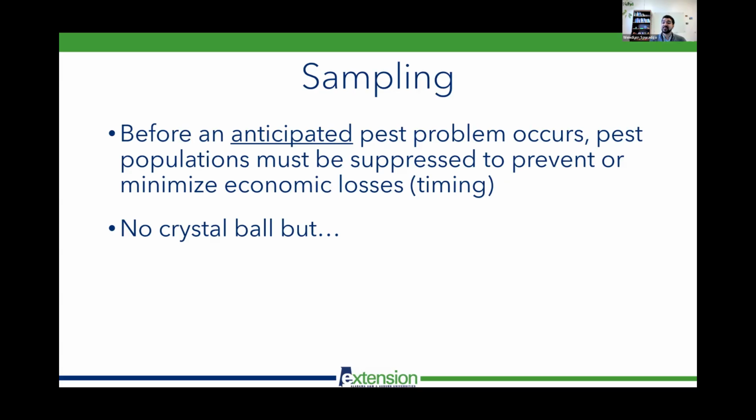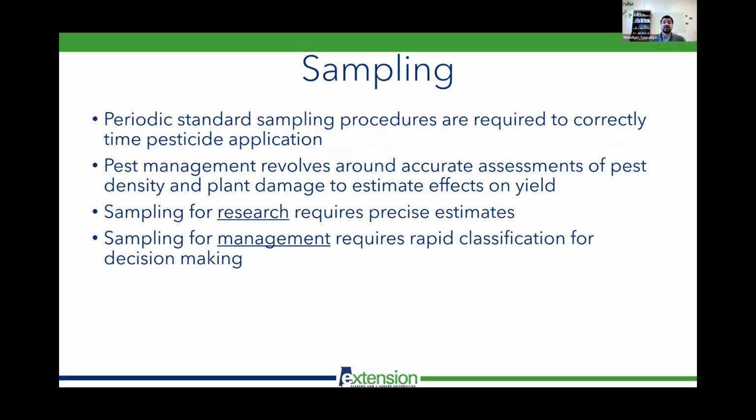Before we have the anticipated pest problems, we need to be able to suppress them to minimize our economic losses. We can't see ahead to what's going to happen, but by periodically sampling, we can start to know where we are and how we can move ahead to combat the issue. So we use periodic sampling procedures to correctly time pesticide application. It can tell us what methods we need to use and when to apply them. Oftentimes, our pest management revolves around having accurate assessments of our pest densities and plant damage to be able to know what the effects on yield will be.